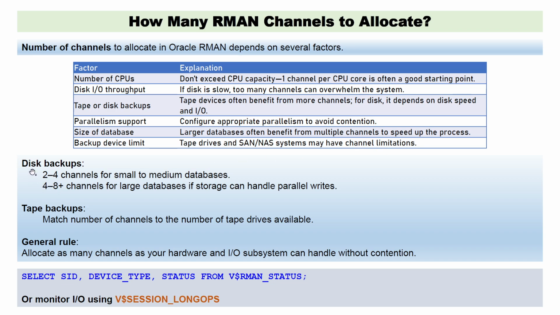If you are taking a disk backup, use 2 to 4 channels for small to medium databases, and 4 to 8 channels for large databases if storage can handle parallel writes. For tape backups, match the number of channels to the number of tape drives available. General rule: allocate as many channels as your hardware and IO subsystem can handle without congestion. You can use V$RMAN_STATUS or V$SESSION_LONGOPS to monitor your channel usage.